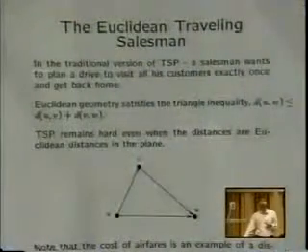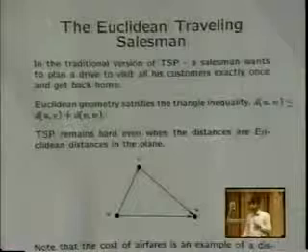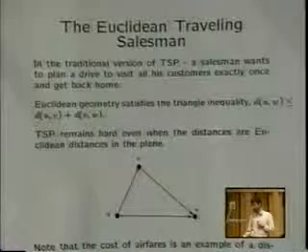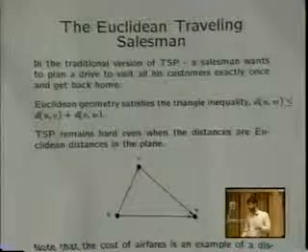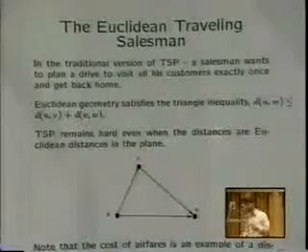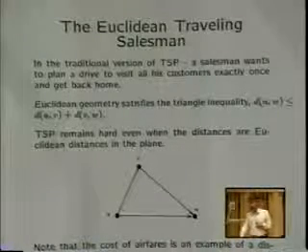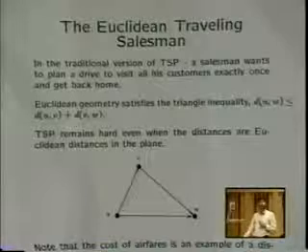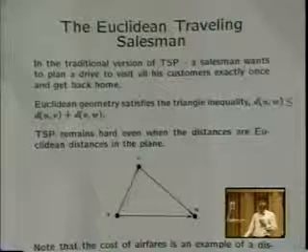Let's look at another problem for which an approximation algorithm holds. And this is our friend the traveling salesman problem. Again, we've seen the traveling salesman problem lots of times. You have a set of points in the plane, and you'd like to visit all the points in the plane using as short a tour as possible.